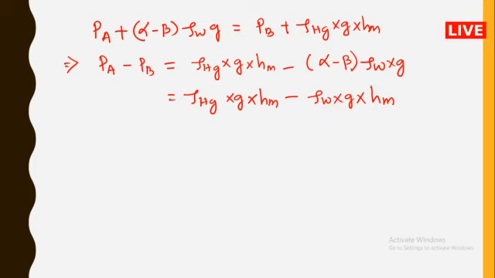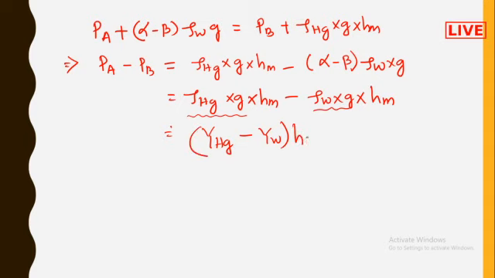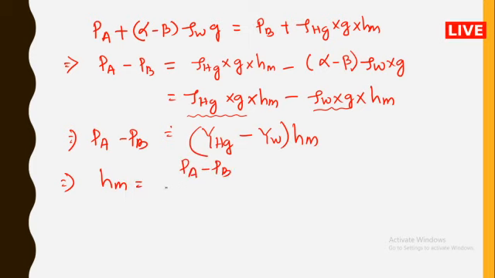The specific weight of the mercury is given to us, so I can write gamma of Hg minus the specific weight of the water, gamma W, into HM will be equal to the pressure at point A minus the pressure at point B. What we have to find out is this HM. So HM will be equal to the pressure at point A minus the pressure at point B, divided by the specific weight of the mercury minus the specific weight of the water.